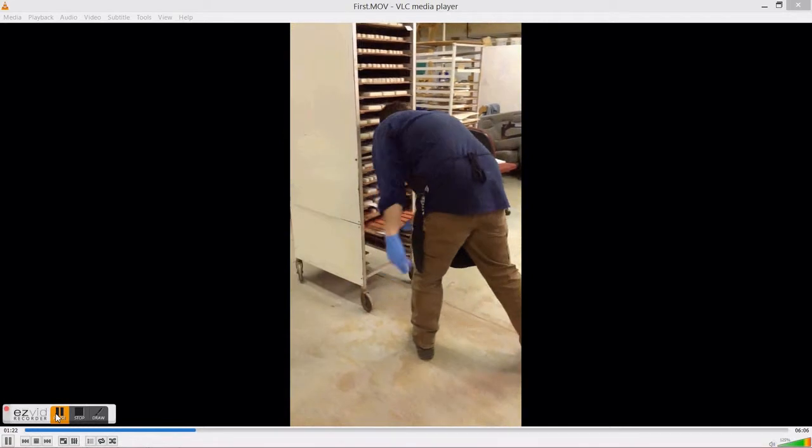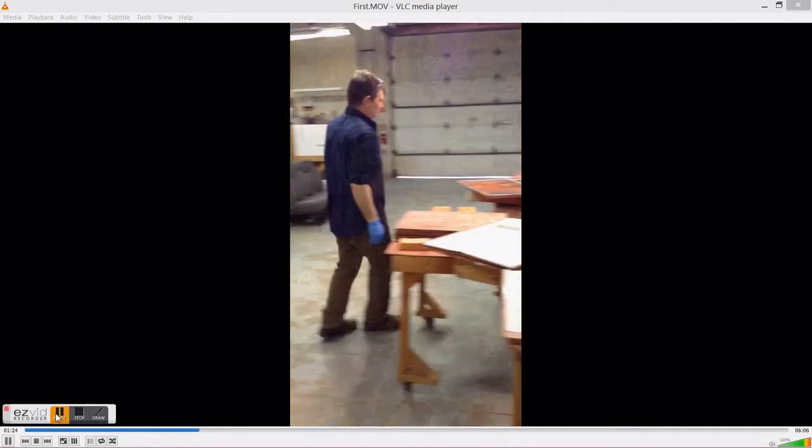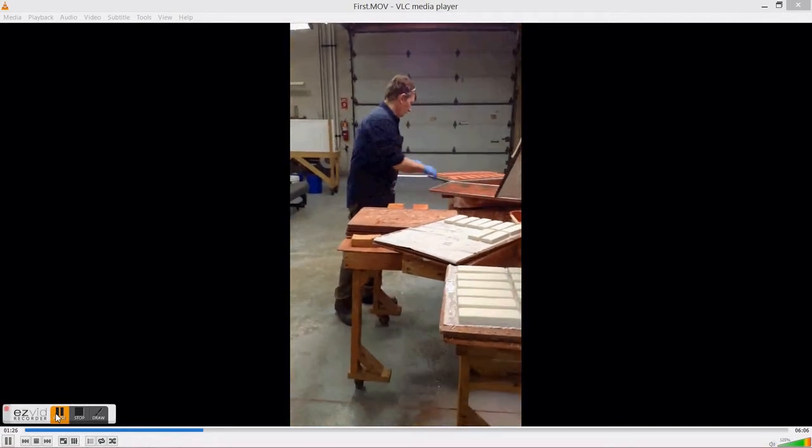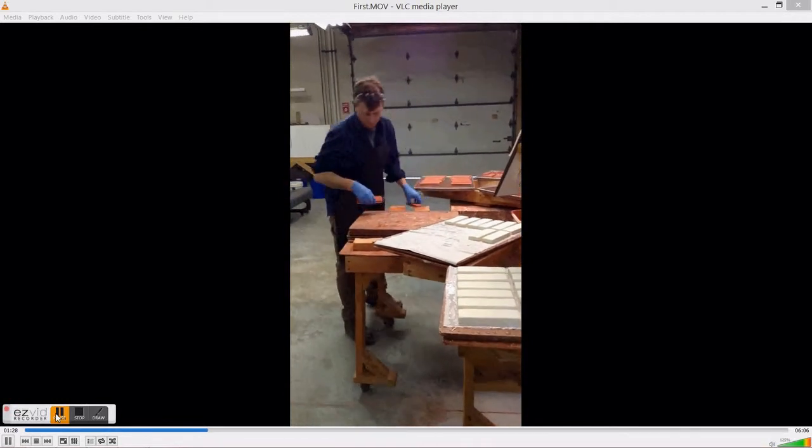Now you can see him loading the tiles onto the tray, and he has to bend for the lower ones and he also has to reach for the higher ones.